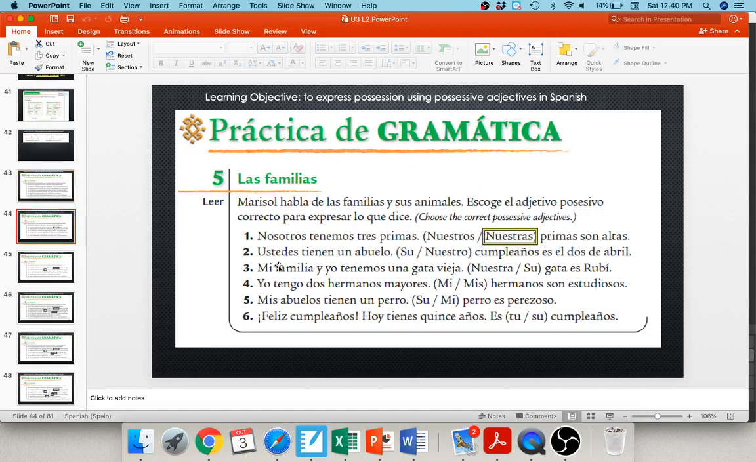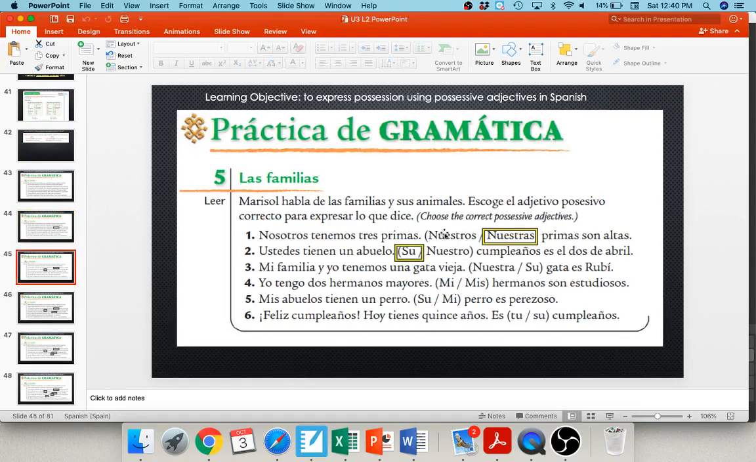Number two says that ustedes tienen un abuelo. You all have a grandfather. You're trying to say that your all's grandfather, his birthday is April the 2nd. And your options are su or nuestro. We obviously should choose su here. We don't need to make it sus in this case, just su, since cumpleaños is a singular noun, even though it has an S. I'd like for you to take a moment and try numbers 3, 4, 5, and 6. Whenever you're ready, you can unpause, and we'll take a look at the correct answers.